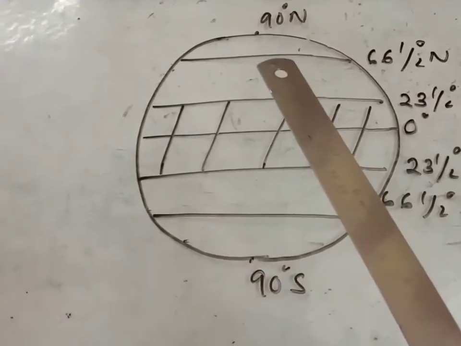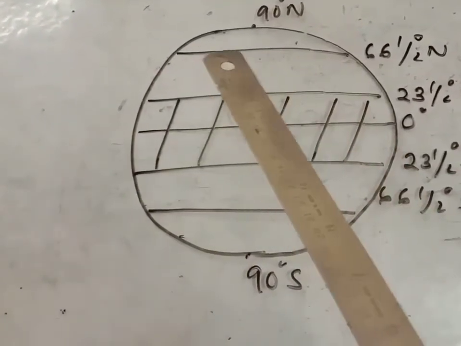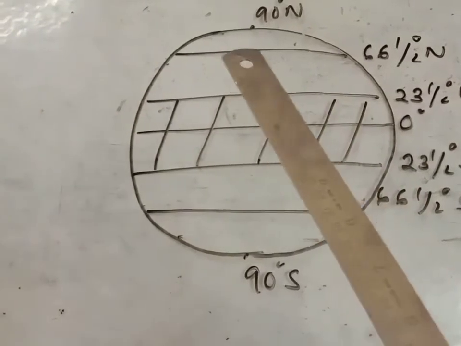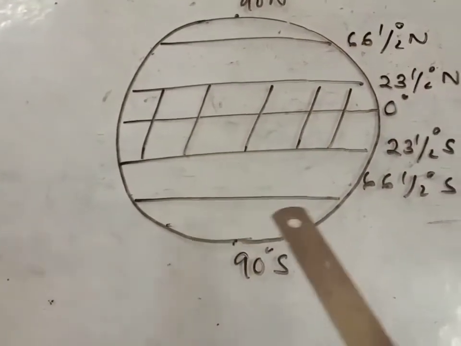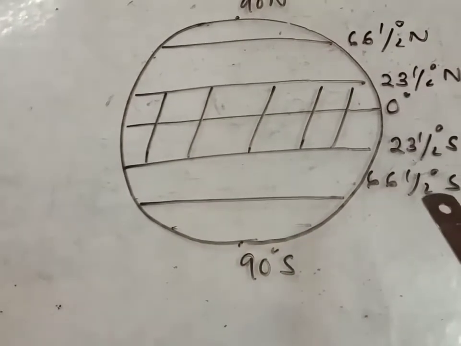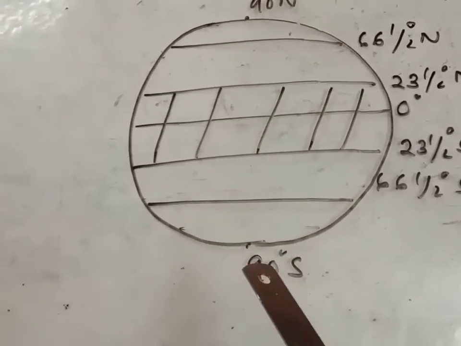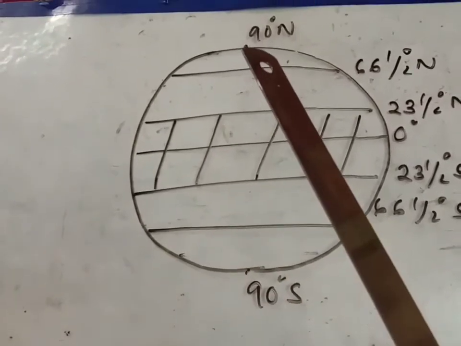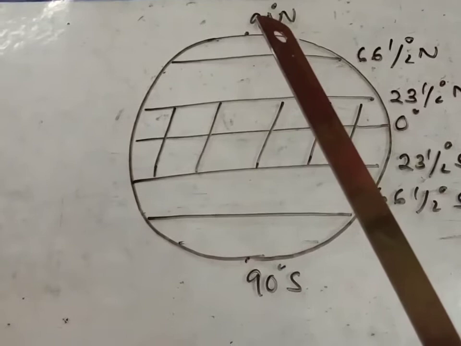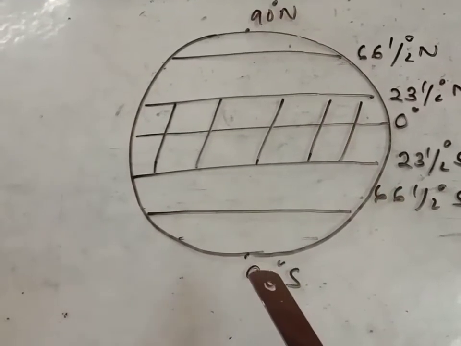If you see these lines, this is the Arctic Circle. This is 66.5 degree north and this is the Antarctic Circle, 66.5 degree south. This is 90 degree south, the South Pole, and this is 90 degree north, that is the North Pole.